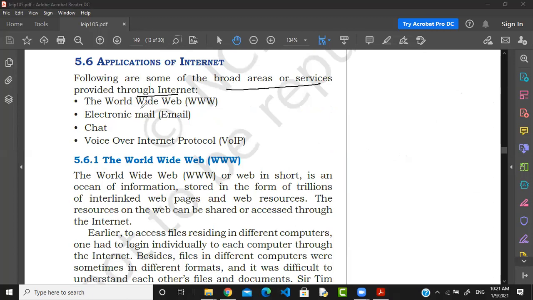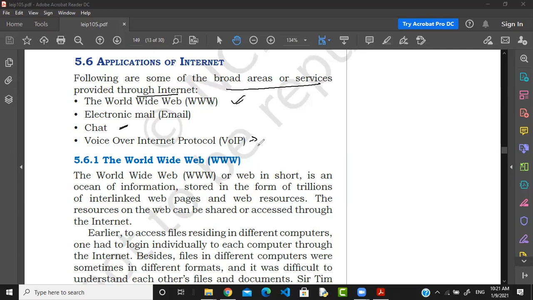The World Wide Web: we are accessing the internet and getting information and data from there. Electronic mail is the next common example; we are always doing mail. Chat: we are chatting through social sites and different types of service providers. And right now we are using voice over internet protocol.